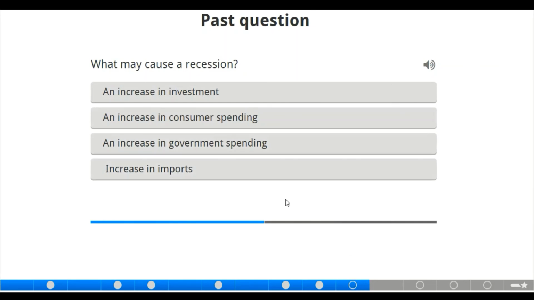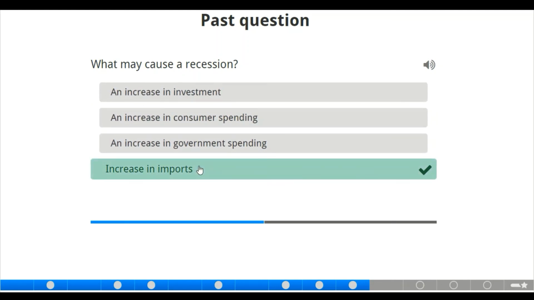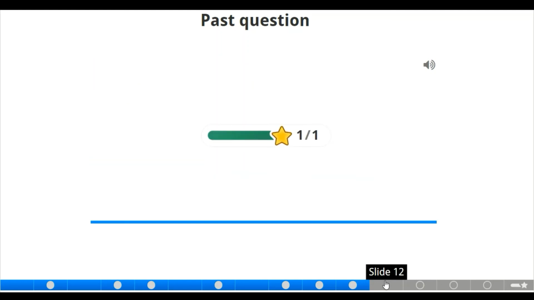Moving to the next slide, we also have one past question here. What may cause a recession? We have just done that earlier. Now, an increase in investment, is that so? An increase in consumer spending, an increase in government spending, or an increase in import? Of course, an increase in import should be the cause of recession here. Now we move to the next slide.